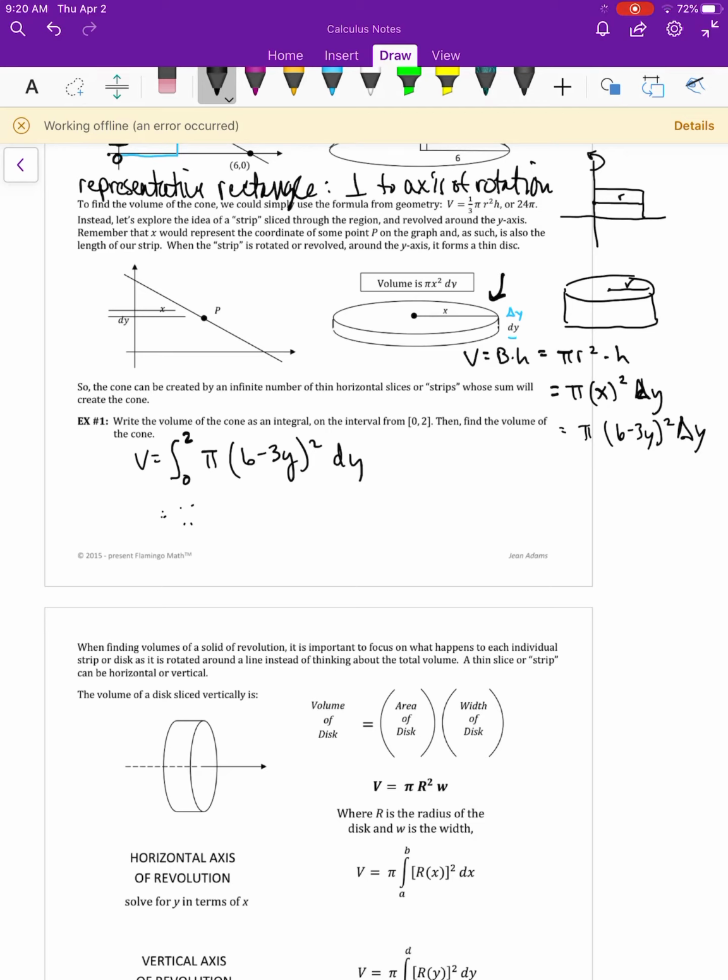So now bring that pi in front, integration from 0 to 2, and we're going to multiply.